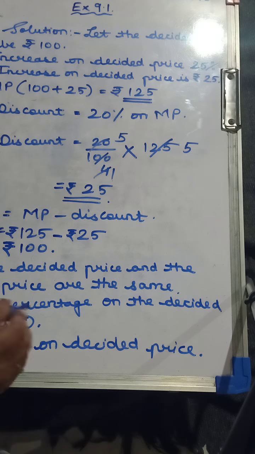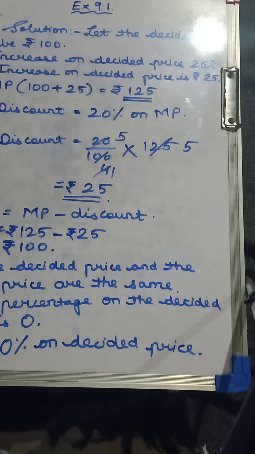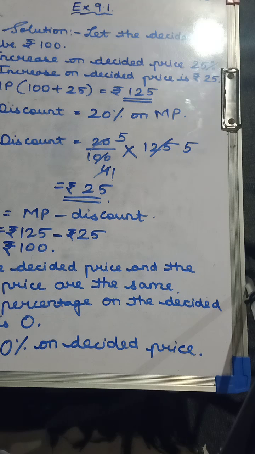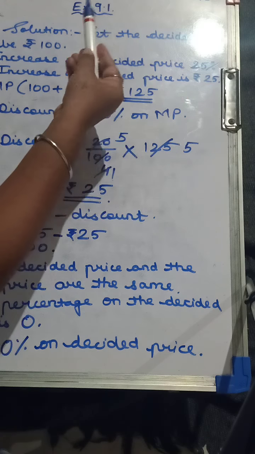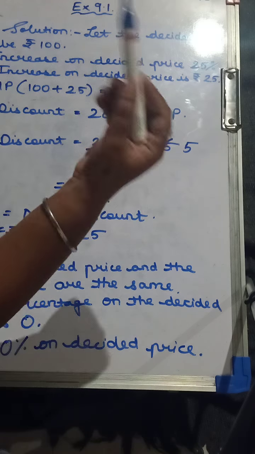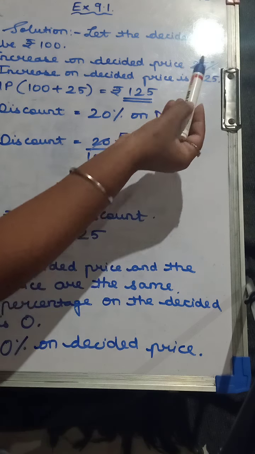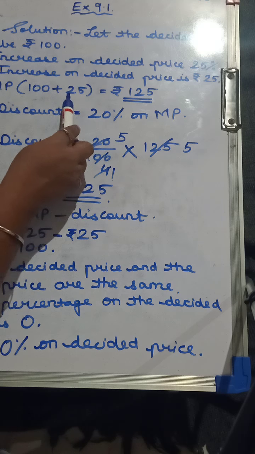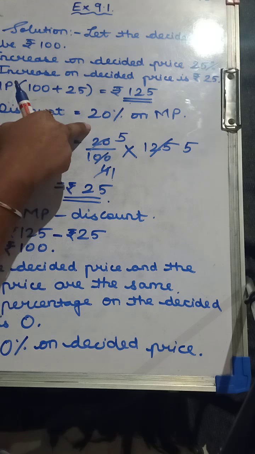It remains the same. So again, in short, I'll explain. What we have assumed is rupees 100. Then the shopkeeper increased the price by 25%, so we converted that into rupees. 100 plus 25, because 100 was the actual price. Increased means addition. So when he increased, 100 plus 25 becomes 125. And then again on 125 he gave a discount of 20%.